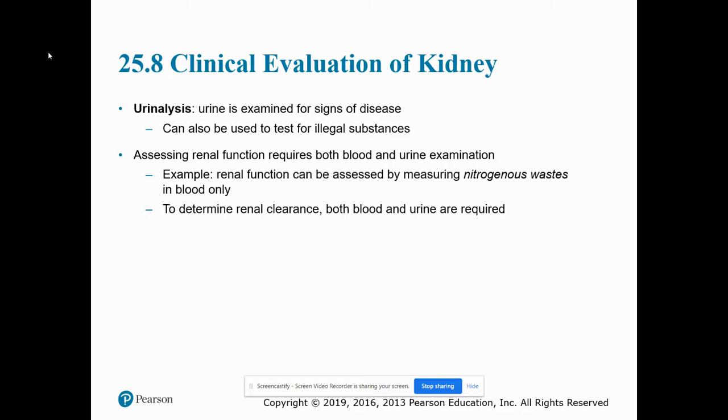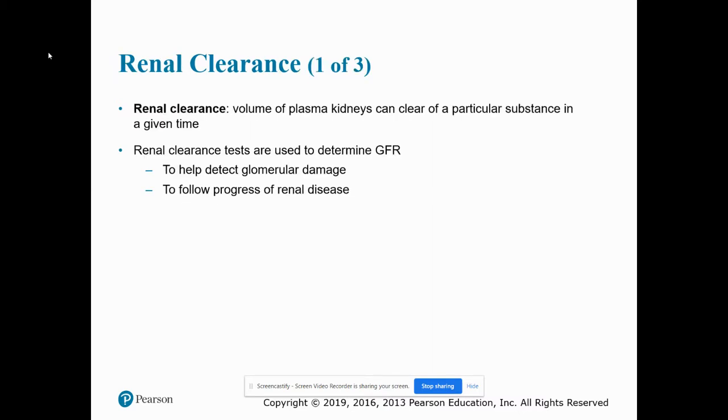For example, renal function can be assessed quickly by measuring nitrogenous waste in the blood only, but to determine renal clearance, both blood and urine are required. Renal clearance is the volume of plasma the kidneys can clear of a particular substance in a given time, and renal clearance tests are used to determine GFR. They can help to detect if there's any glomerular damage or to follow the progress of renal disease.